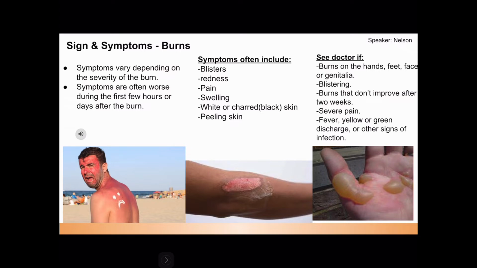However, you should see your doctor if you have burns on your hands, feet, face, or genitalia, if you have blistering, if you have burns that don't improve after 2 weeks, if you have severe pain, or if you have a fever, yellow or green discharge, or other signs of infection.